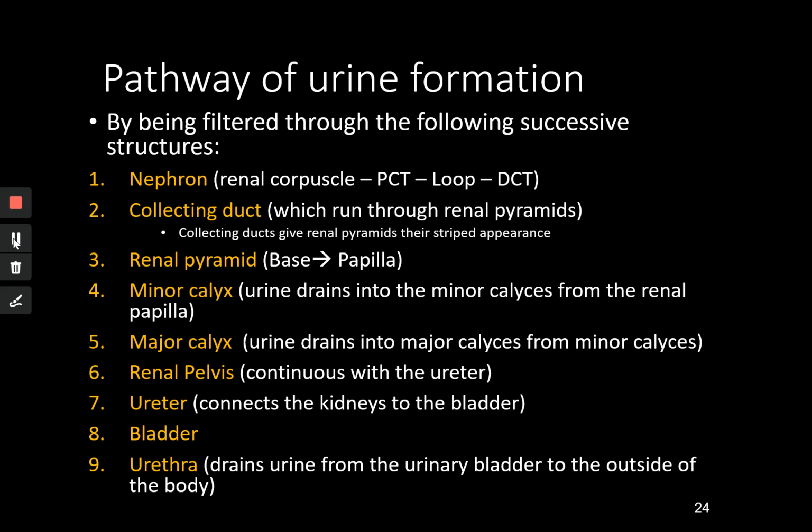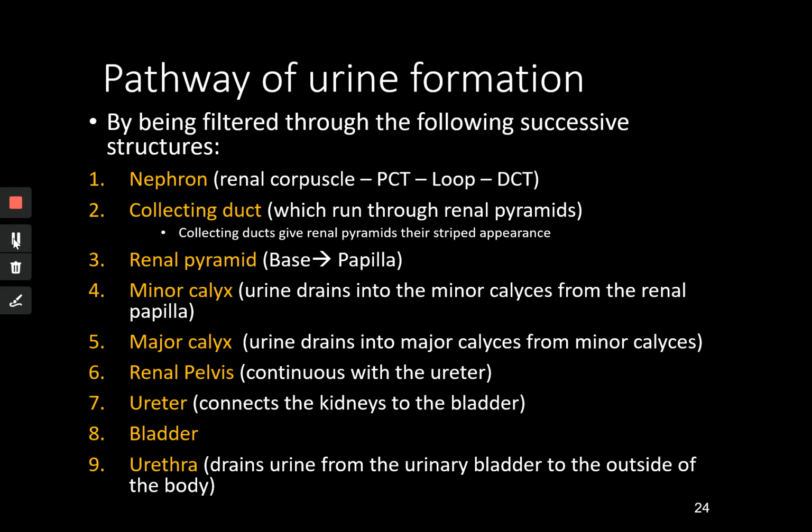From the glomerulus, that fluid moves into the capsule, so we have it processed first in the renal corpuscle. From the renal corpuscle, that urine flows to the proximal convoluted tubule, then to the nephron loop, and then to the distal convoluted tubule. So from the nephron, urine would then enter into the collecting duct.